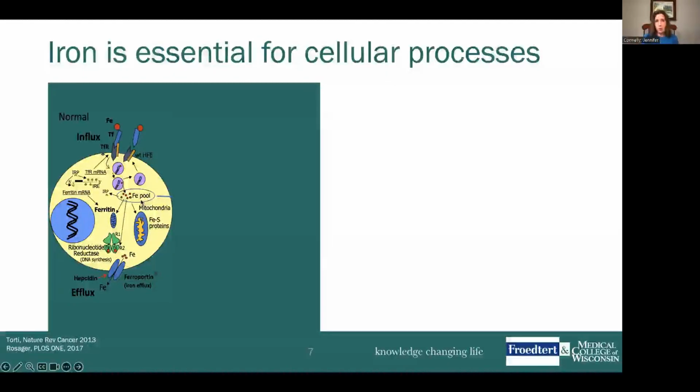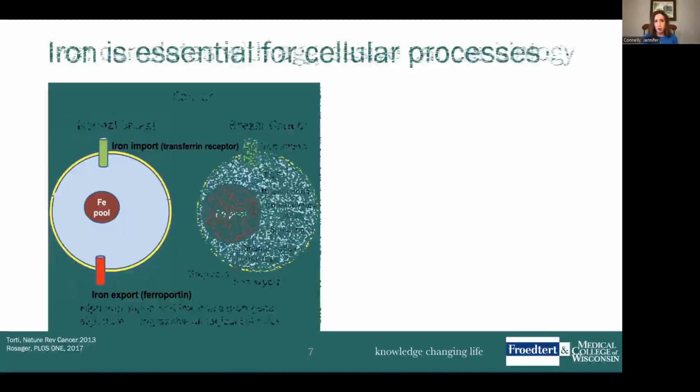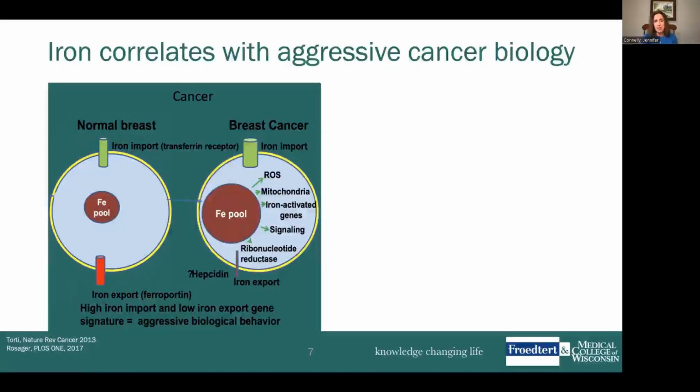And like any system, when you have an import, you also have to have an export. That's what we have here with hepcidin. So to simplify this picture, you can look at this schema. You have an import, you have an export, you have a certain amount of iron storage. Like I mentioned, iron is important for all cellular processes. It's also important for cancer. And what scientists have shown over the years is that the amount of iron actually correlates with the aggressiveness of the cancer.